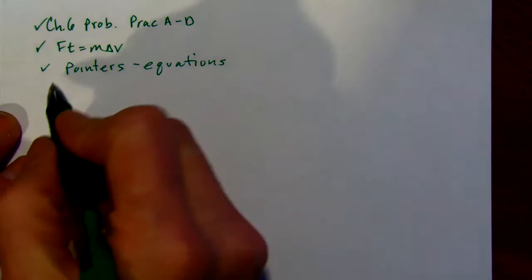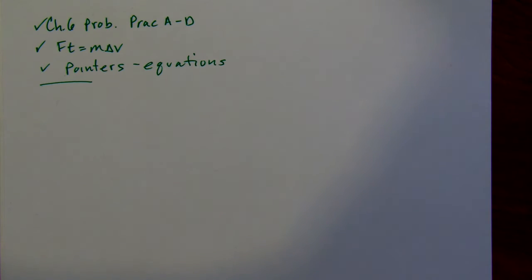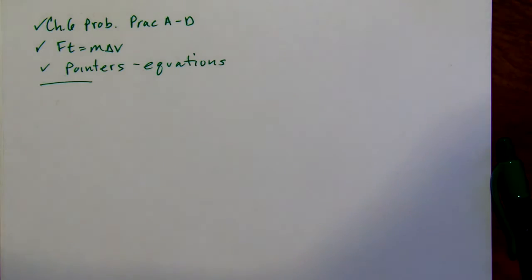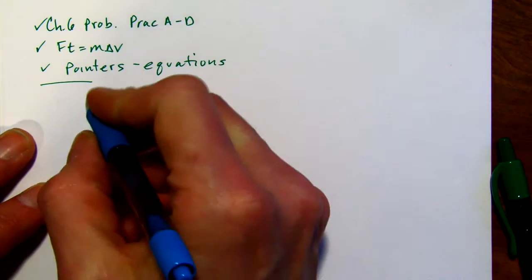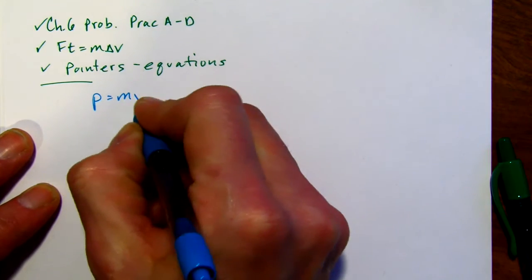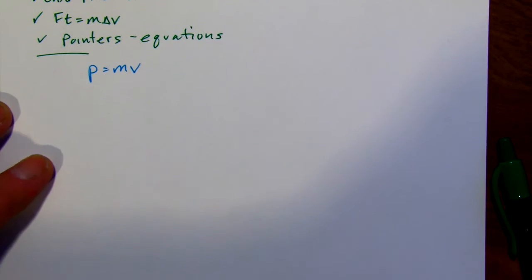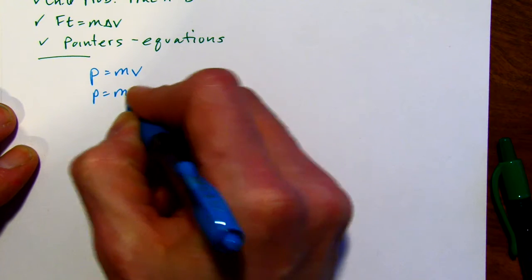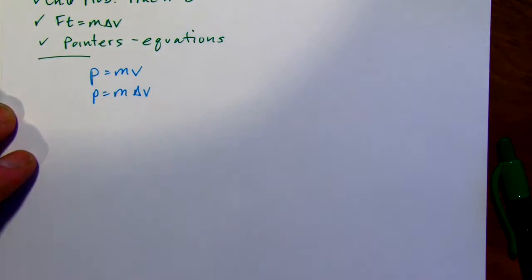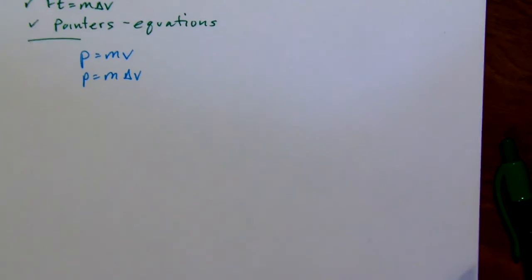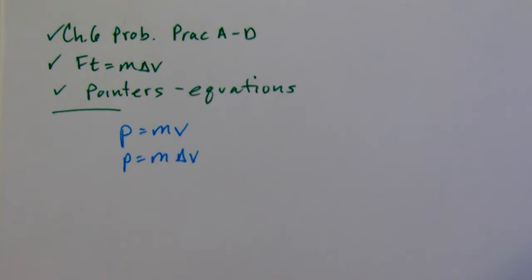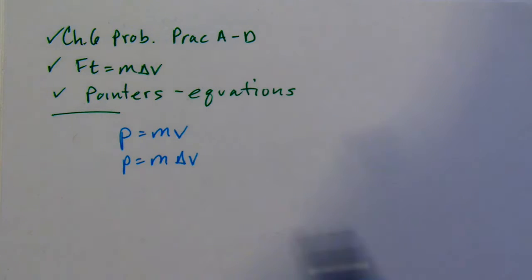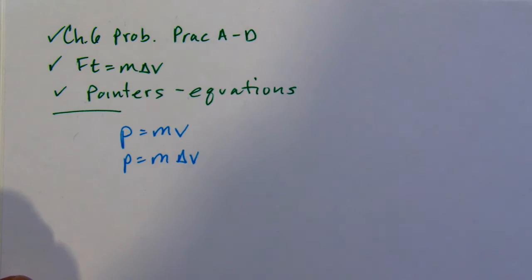So the idea of Chapter 6 starts out with momentum, but then it quickly changes to the idea of what is called impulse. So let's look at that here. If we have the momentum equation, we have P equals m times v. But more importantly, we have P equals m delta v, because most everything we are going to do in this unit will involve a change in velocity because there's going to be a collision, for example.